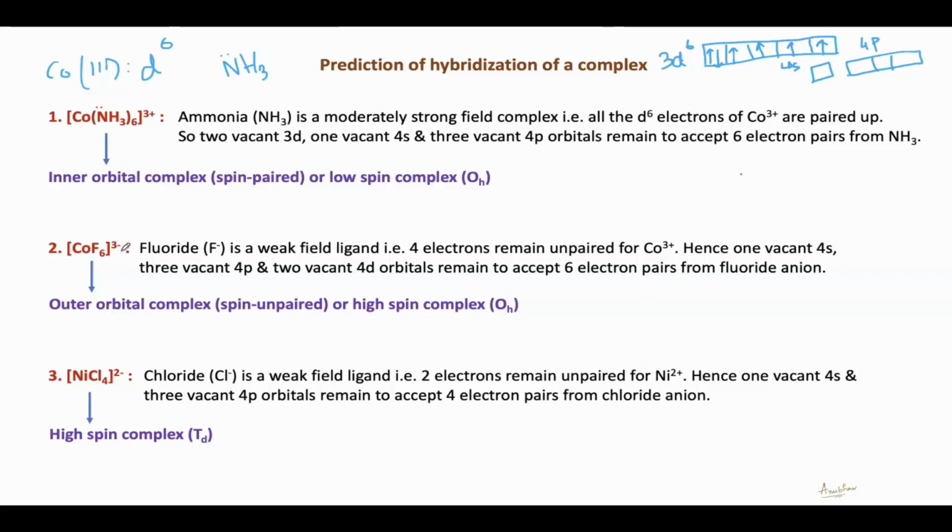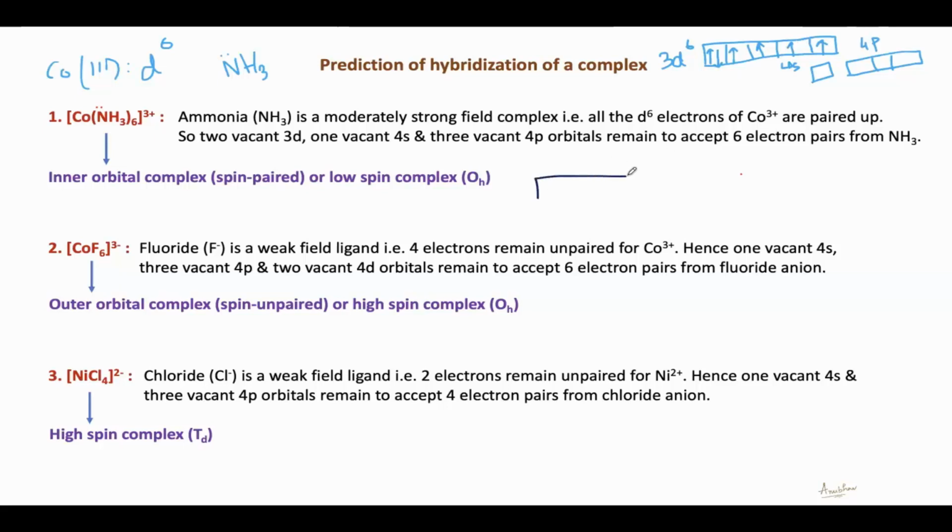And by solving the equation, we will get X will be +3. So the oxidation state of cobalt is also +3 here. So the scenario remains the same when no ligands are there, which is 3d6. Now the fluoride ion, unlike ammonia, is a weak field ligand. So weak field ligands are unable to pair up the electrons in the metal center. So what happens in this case, the 4 electrons that are unpaired here remain unpaired. They do not get paired like in the previous case.